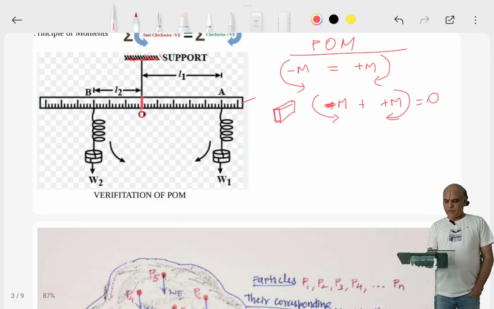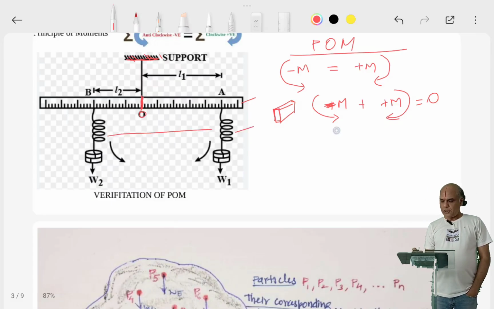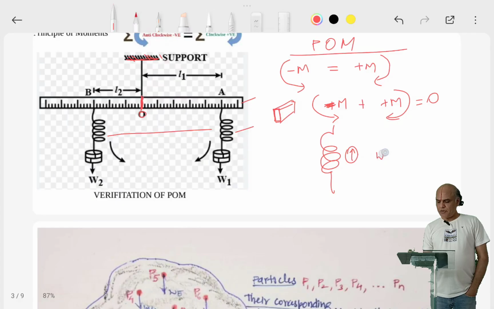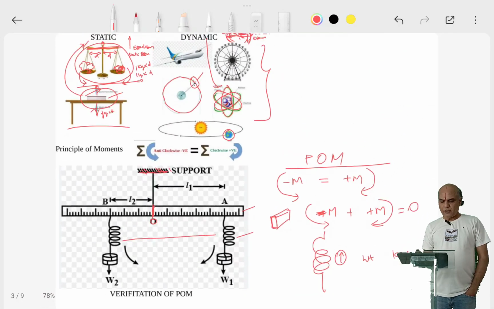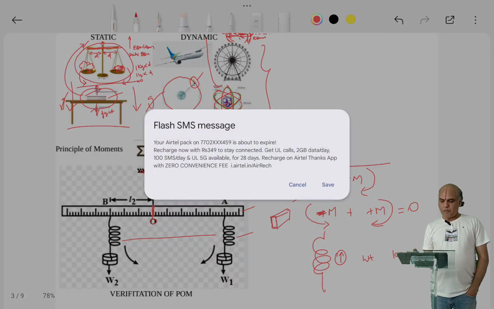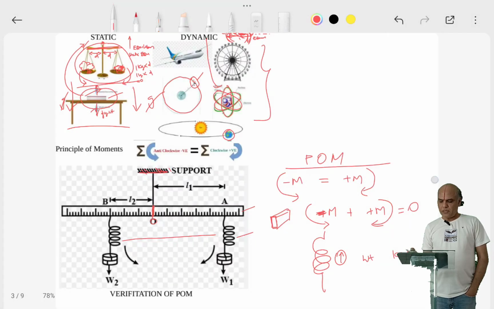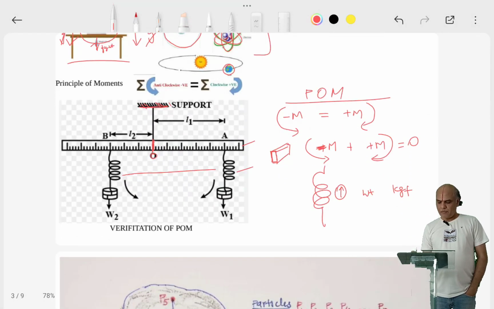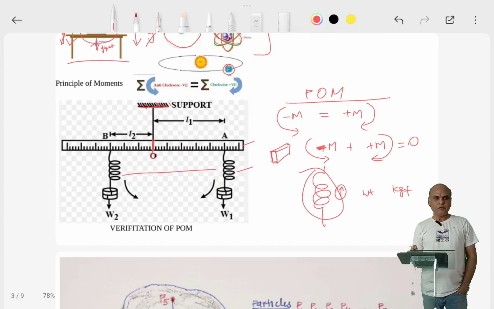Now take two spring balances. A spring balance is used to measure weight, that is in kgf, and there will be a meter here. Whereas in this common balance, here also you have weight, here also you have weight, but on both sides when you cancel g, you are measuring mass. So a common balance is used to measure mass, whereas a spring balance is used to measure weight.